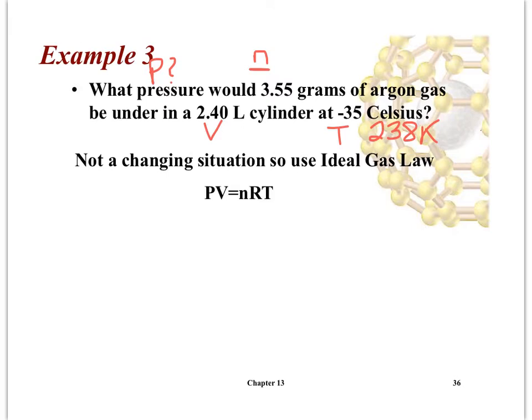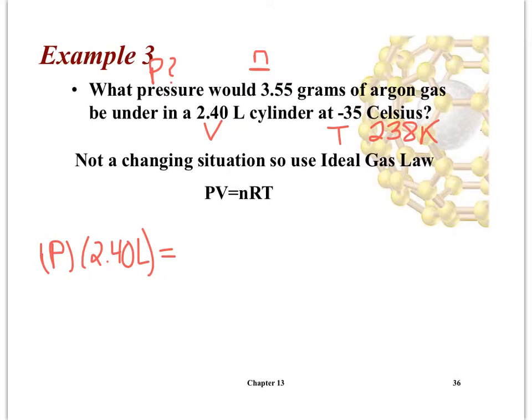So I'll plug in my numbers. P is what I'm looking for, so I'll just keep it as P. If you want to use X, you can. V is given to me. It is 2.40 liters. N, I'm given grams, and so I need to find moles in order to plug it in. So I'll do that on the side here.